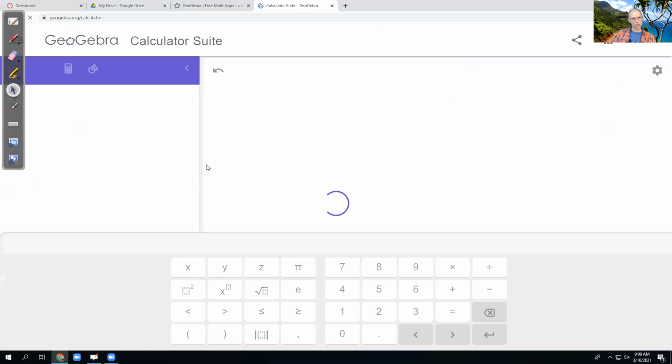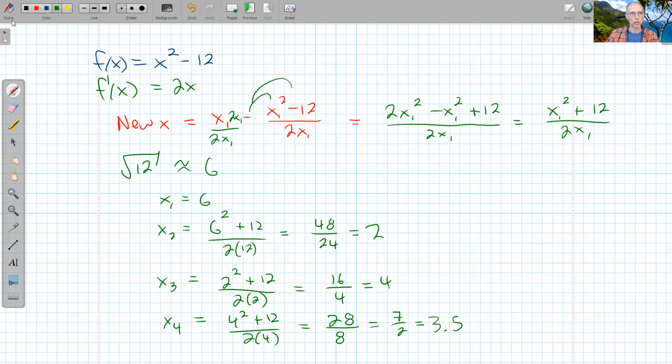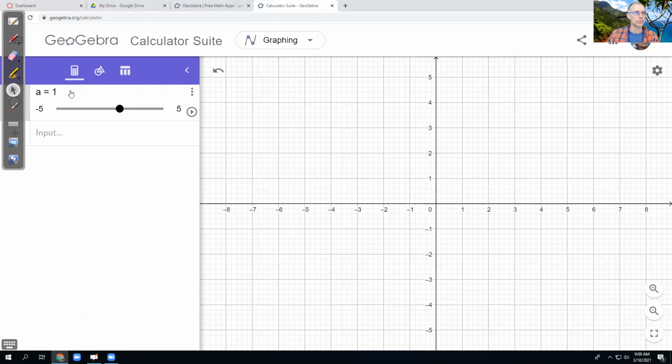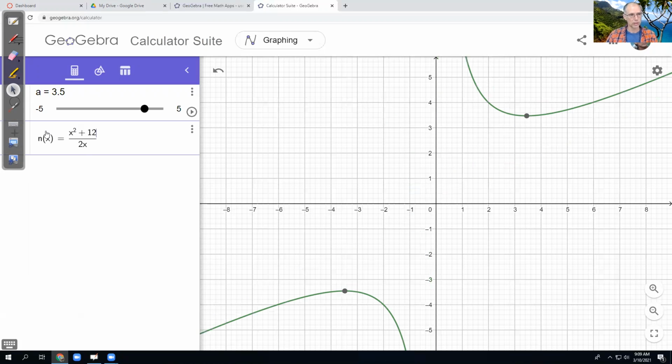So one cool thing I like about Geogebra for this. My formula, again, is given a particular number. So I'm just going to say A is my first number equals, where was I at? 2.5, 3.5, 3.5. I can then just keep repeating this. Now I'm going to set it up as a function. So let's say n for Newton's method of x is equal to x squared plus 12. Oops, I need my fraction. Divided by 2x. Let's get that plus 12 in there. Okay, so there's my Newton's method.